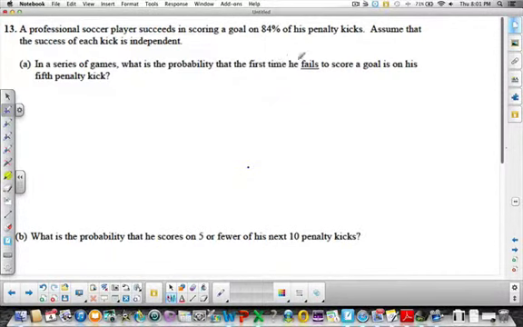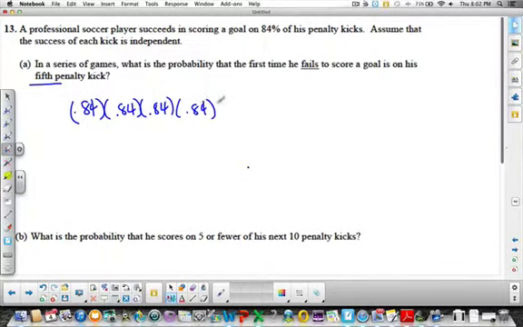So if he's going to fail on the 5th kick, that means he's going to succeed on the first 4 kicks. Well, if he's going to succeed on the first 4 kicks, there's an 84% chance that he succeeds on the first, and an 84% chance that he succeeds on the second, times an 84% chance that he succeeds on the third, times an 84% chance that he succeeds on the fourth, and then he has to fail on the 5th. So on the 5th kick, there is a 16% chance that he will fail.